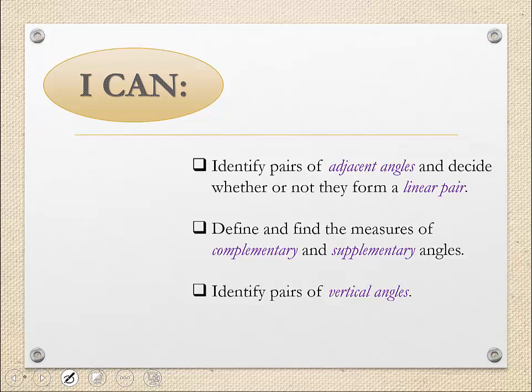So you should be able to identify pairs of adjacent angles and decide whether or not they form a linear pair. You should be able to define and find the measures of complementary and supplementary angles, and be able to identify pairs of vertical angles.